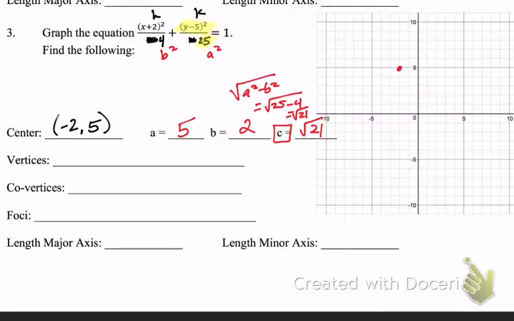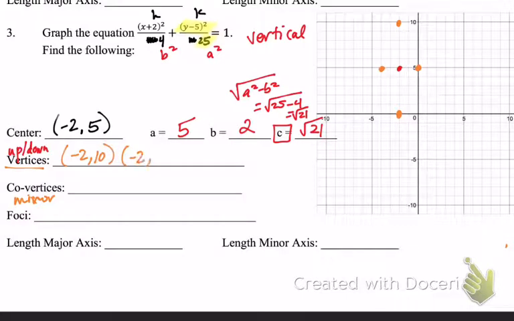My vertices now, I'm going to count up and down 5. The reason why is because I have a vertical ellipse. So I'm going to go up 5 and I'm going to go down 5. And my co-vertices, I'm going to use my minor axis, so I'm going to go left 2, right 2. So my vertices, the ordered pairs for those, would be -2, 10 and -2, 0.